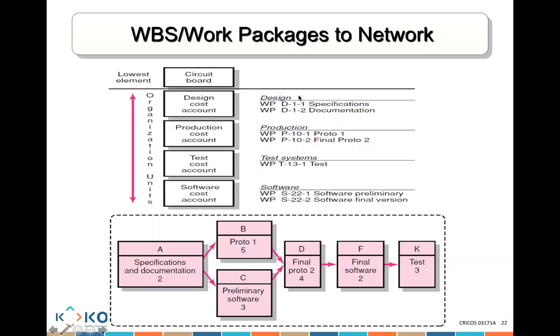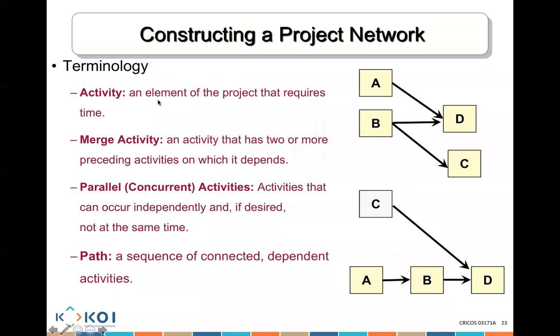Now, these items here, these arrows, these arrows going this way, you know, this arrow that is starting here and going to 2 boxes is different than this arrow that is coming from 2 boxes and going into 1 box. There are names for these arrows. We need to tell you what they are. So these boxes are what we call an activity. It is an element of the project that actually requires time. It will take me time to complete.